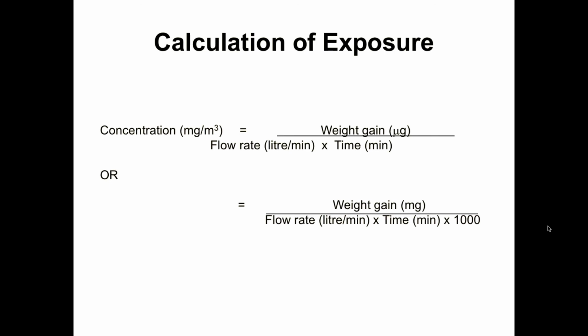So we want to get the concentration in milligrams per cubic meter, right? So the flow rate, if it's in liters per minute, times say 120 minutes, you have 120 liters. And the weight gain, if it happens to be measured in milligrams, right? If your weight gain is in milligrams, well then you can multiply by 1,000 to convert from liters to cubic meters, or divide by 1,000, to convert from liters to cubic meters. We'll work out those numbers once we get to that point.